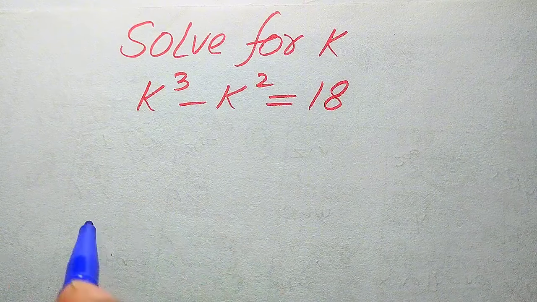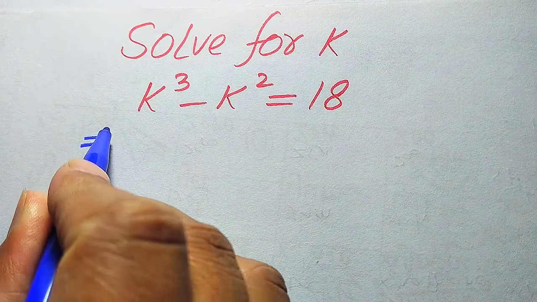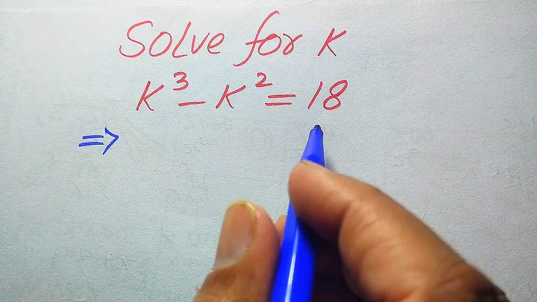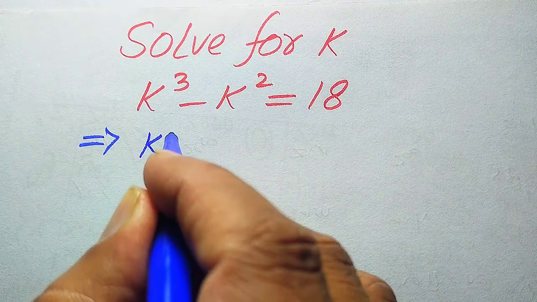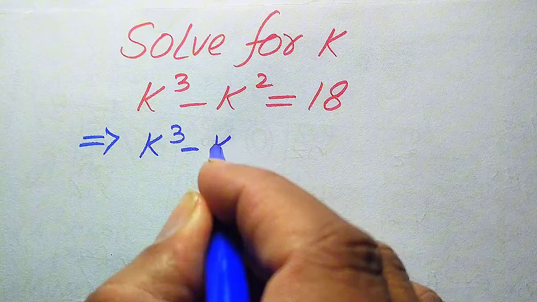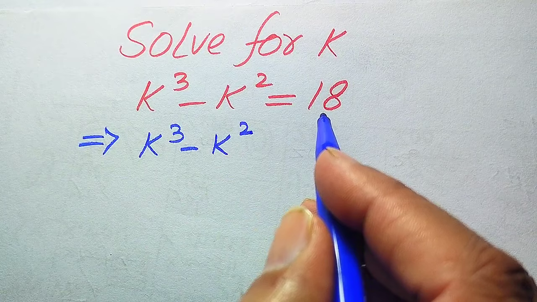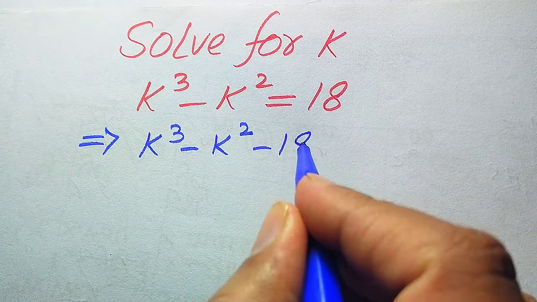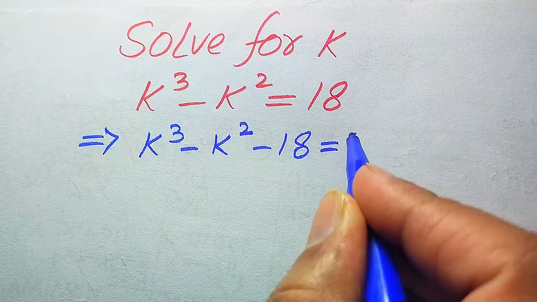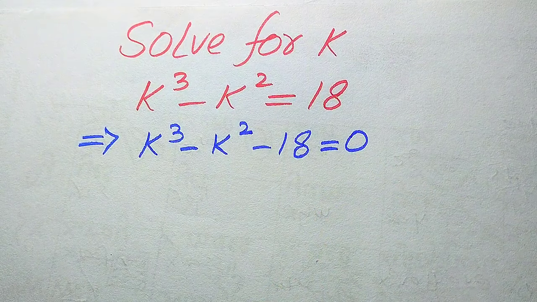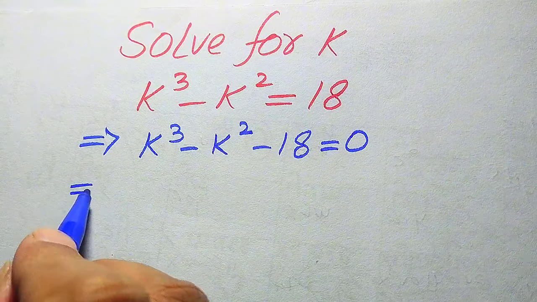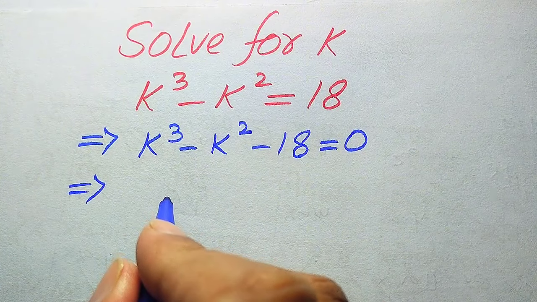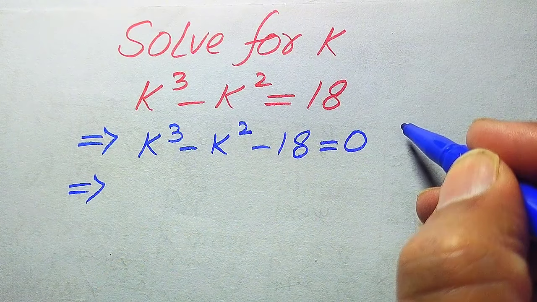So here first we need to focus on the right hand side, and here we have 18, so we move this 18 into the left hand side, and it will be written as k cubed minus k square plus 18. When we move it into the left hand side, it becomes minus 18, and this whole equation is equal to 0.